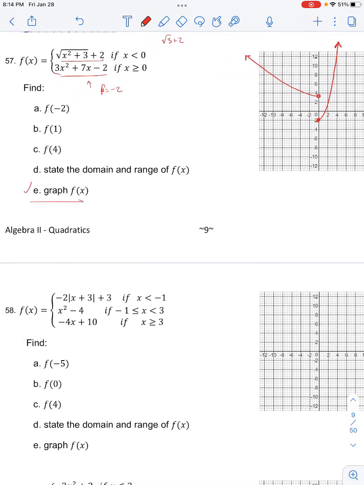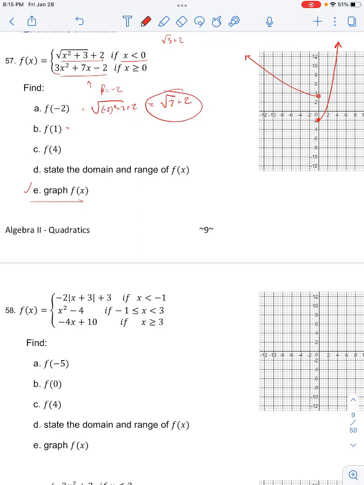Now we want to find f of negative 2, so that's when x is less than 0. So this will be the square root of negative 2 squared plus 3, plus 2, which is the square root of 7 plus 2. I'm just going to leave it in radical form. You can plug that into a calculator.